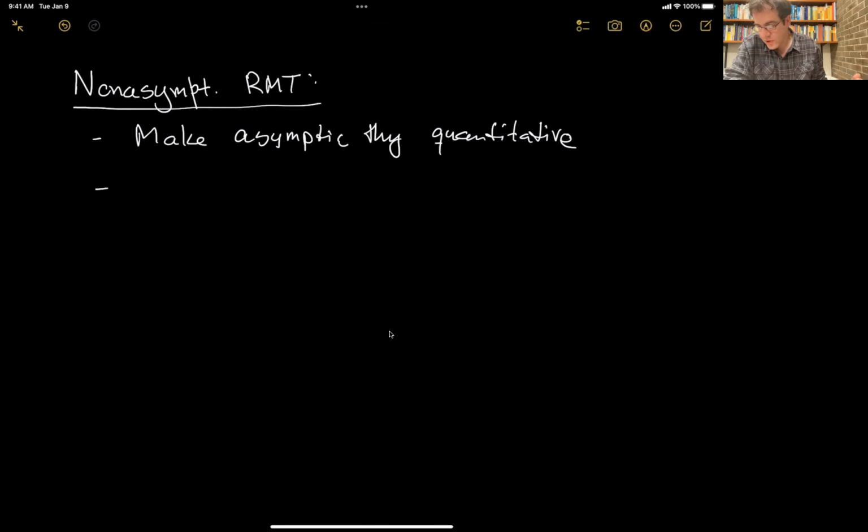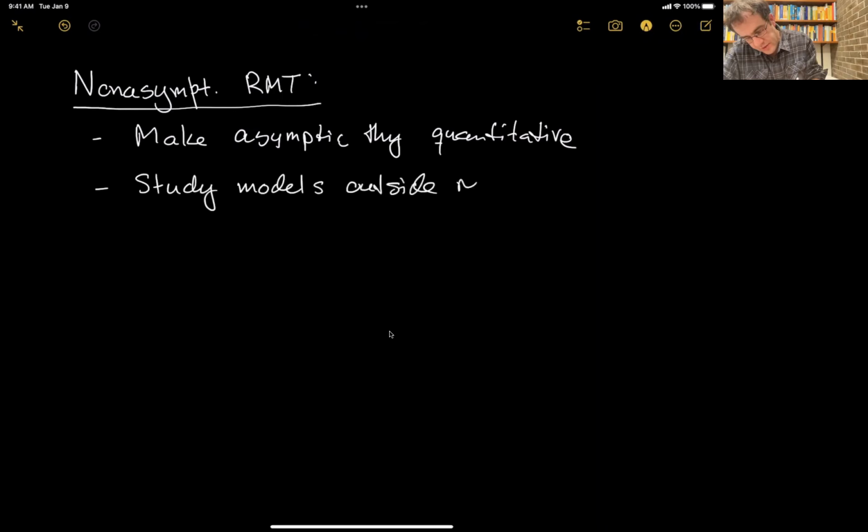But there is another one which, for me personally, I have been interested in for many years, which is that if you view the questions that we're asking non-asymptotically, you can study models that are much more general, that are outside the reach of classical random matrix theory. And you can consider much more general classes of models. So let me give the guiding example that I have in mind for that.